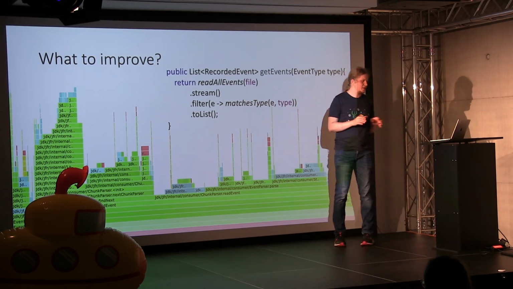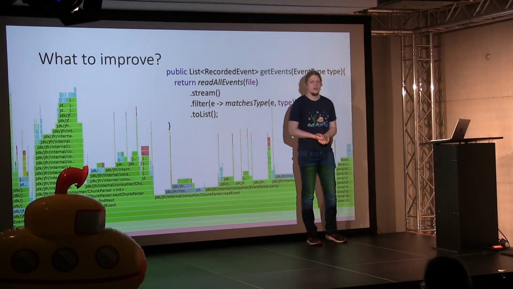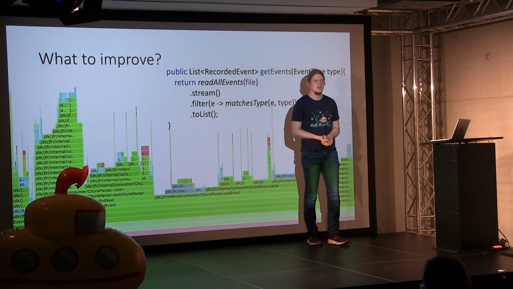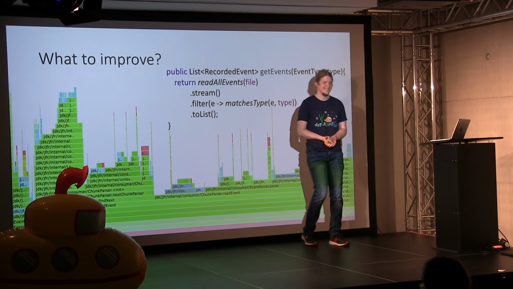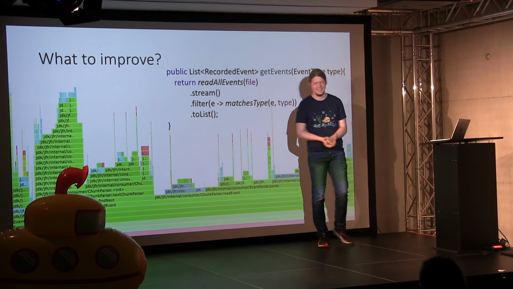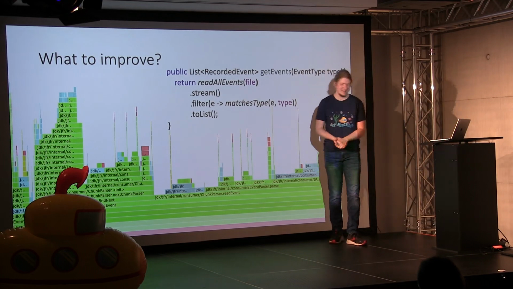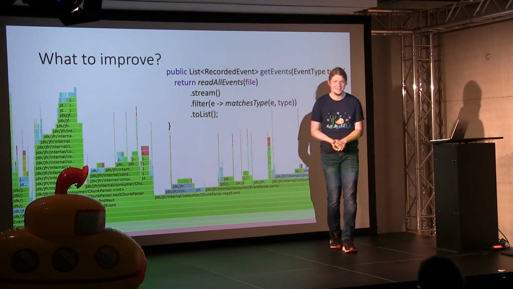Does anyone have an idea how to improve this method? Call read all events once and then do the filtering for each type. That's an interesting idea. Any other ideas?